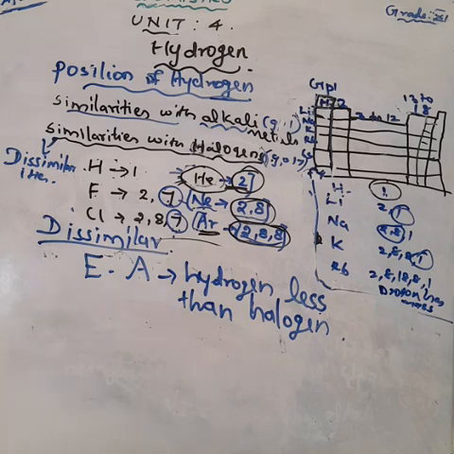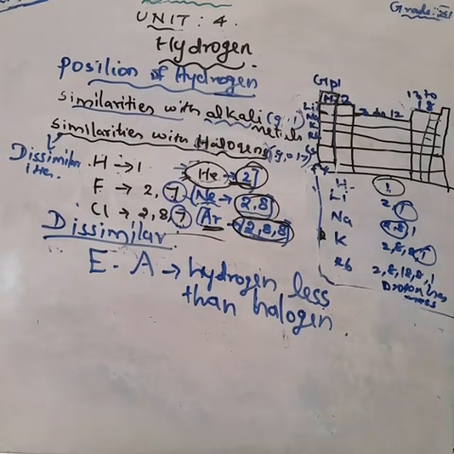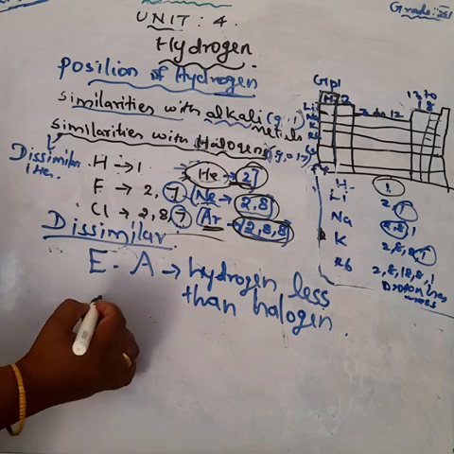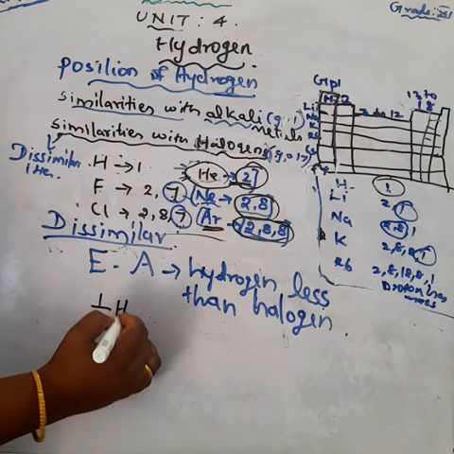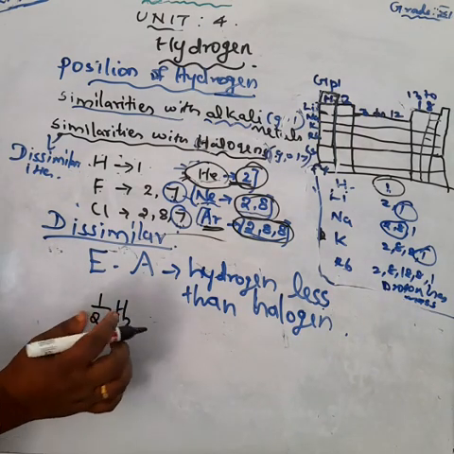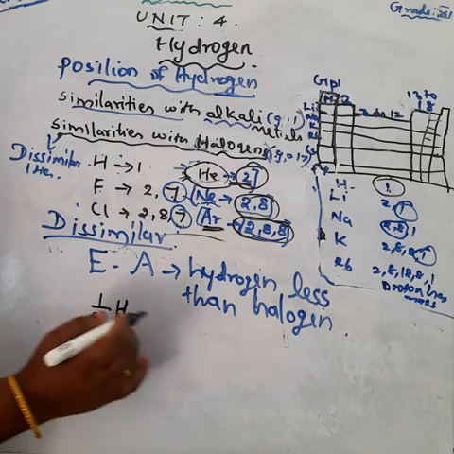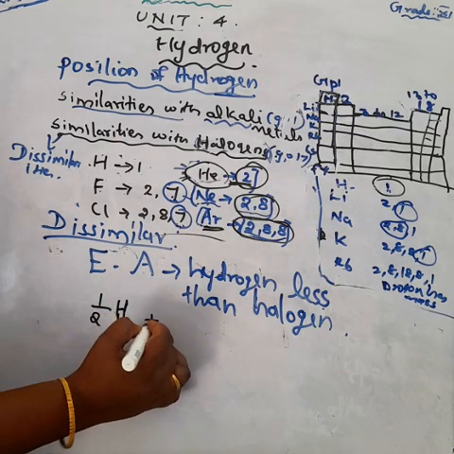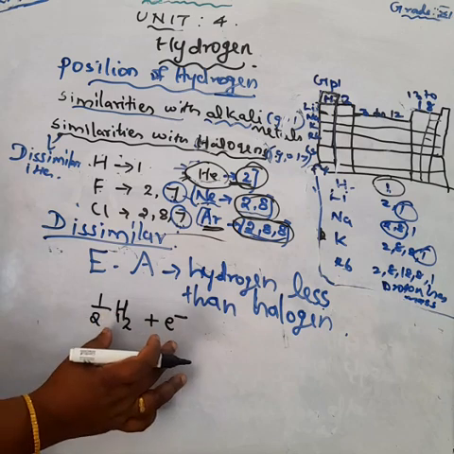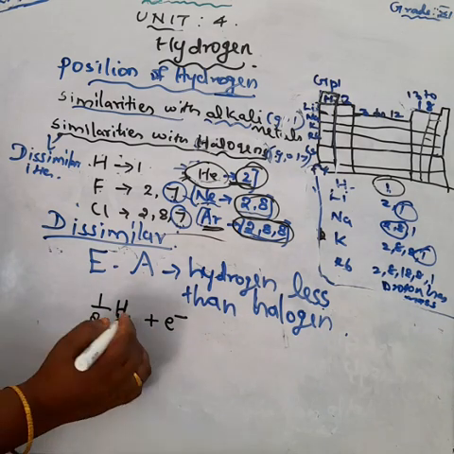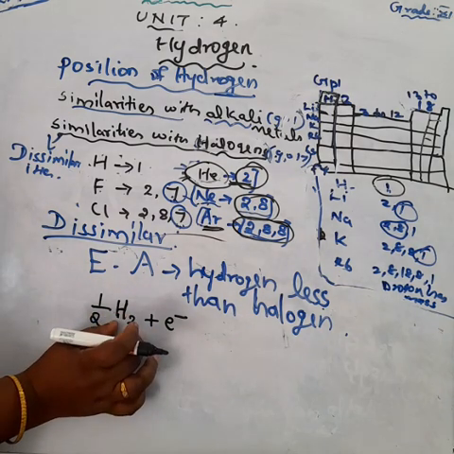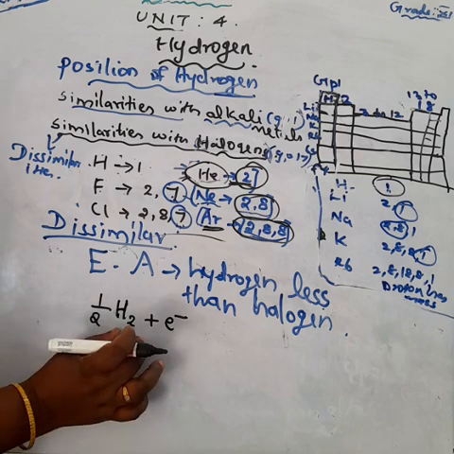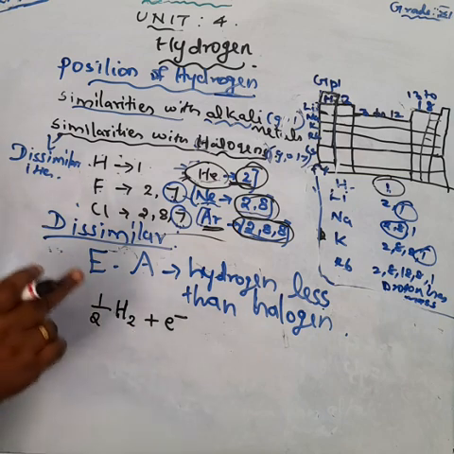This is the dissimilar character. For example, I am taking half molecule of hydrogen. Half molecule of hydrogen means one hydrogen atom. A hydrogen atom does not exist in the free state, so in the combined state it is a diatomic molecule. Two hydrogen atoms combine to form the hydrogen molecule. Here, half molecule of hydrogen means one proton and one electron.